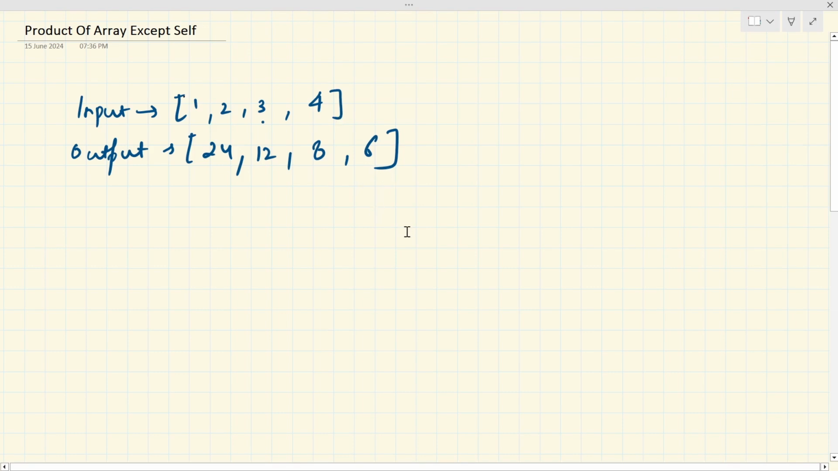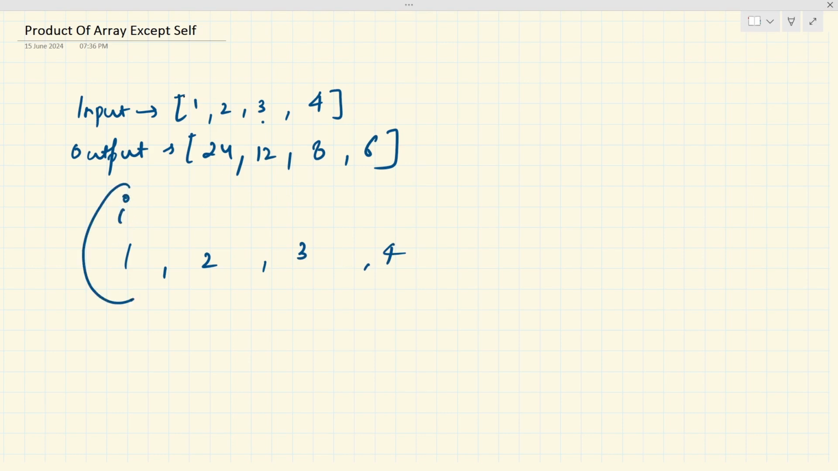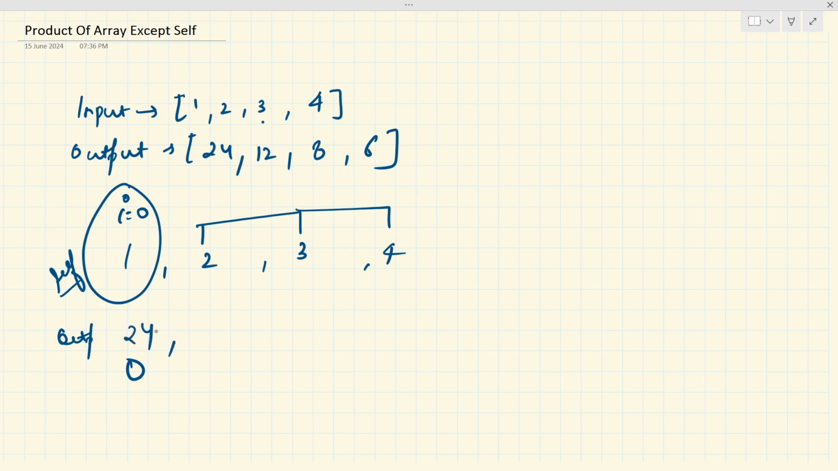What this question wants to say is that you have to perform a multiplication with 1 2 3 and 4, but you have to put that answer in the current ith element. For example, if I is 0, then the value of output at index 0 is the multiplication of all the rest of the numbers except self. This is the important thing. So 4 times 3 is 12, 12 times 2 is 24. So the 0 index value is 24.